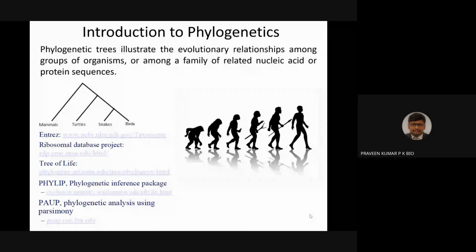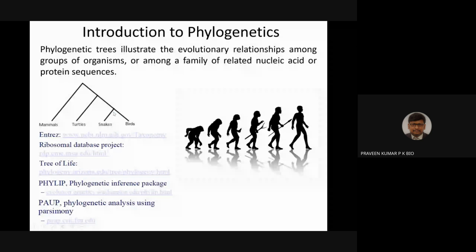Phylogeny trees illustrate the evolutionary relationship among groups of organisms or among a family of related nucleic acid or protein sequences. So for example, if we take a tree, here we have mammals closely resembling turtles, but not related to snakes and birds, if you compare turtles.